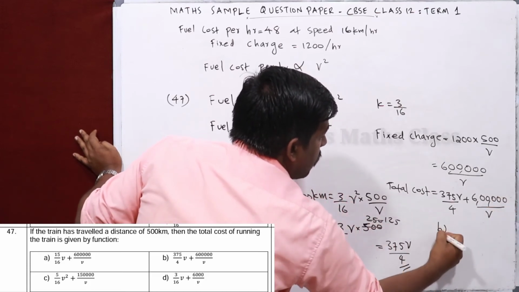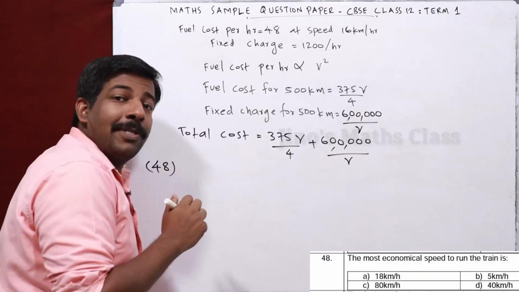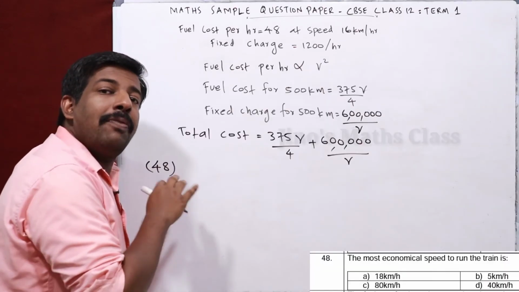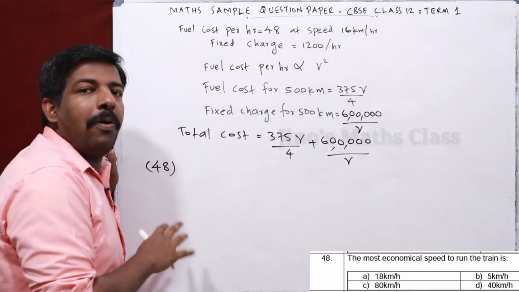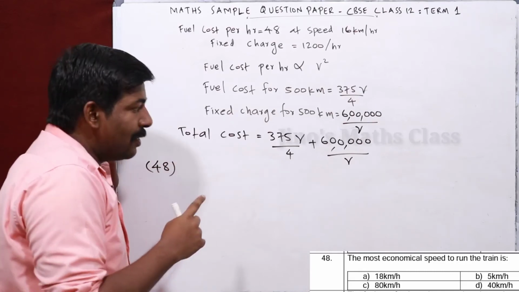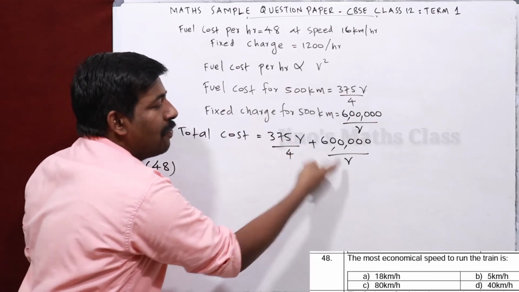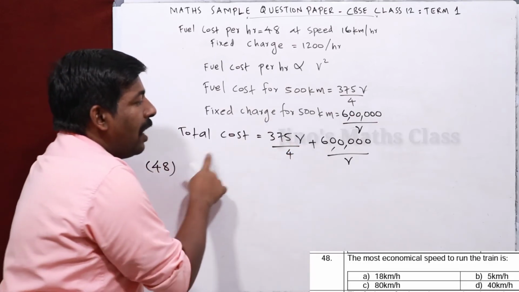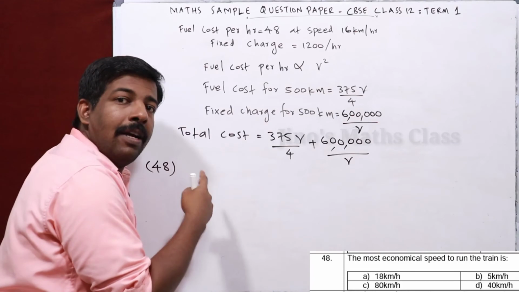Therefore option B is the correct answer. Question number 48, here they are asking to find the most economical speed of this journey. That means we have to minimize the cost. So here cost is a function of speed only. So for minimizing this function, we will find the derivative first.